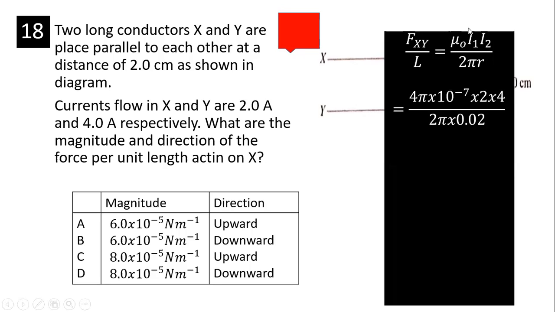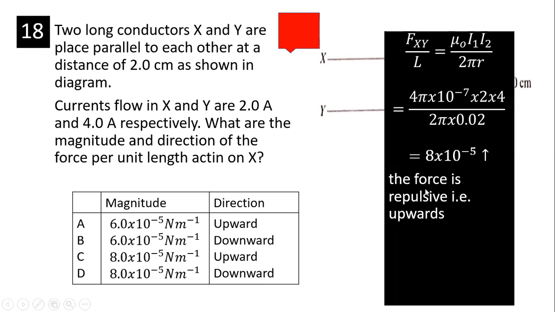Put in your values. Mu naught, current is 2 and 4, 2 pi, distance 2 cm. Change it to meter. Calculate out. Remember the force is repulsive. How to remember? If it's like charges, they repel. So like currents attract, and unlike currents repel. That's why it's going up. Okay. C. Okay.